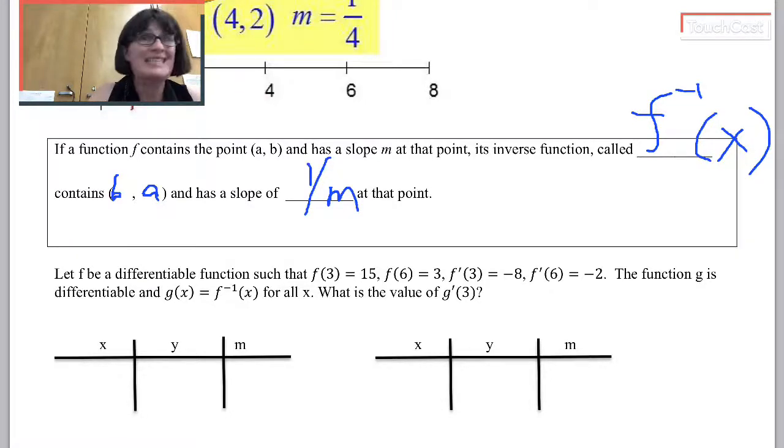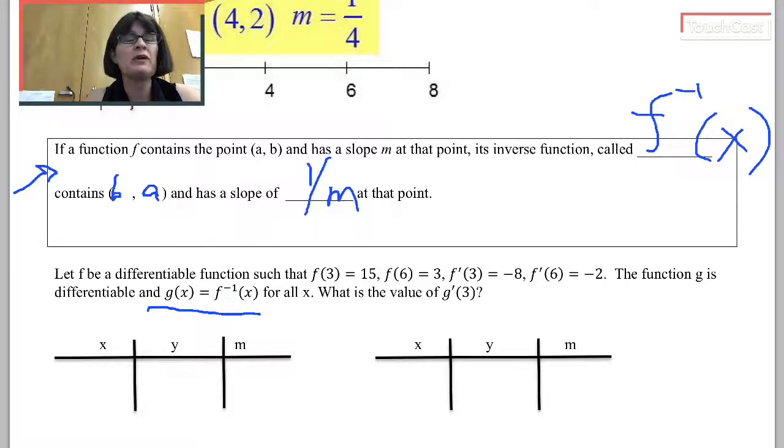So this next example is how you're going to see it on the AP test. If f is a function, and I know that f of 3 is 15, and f of 6 is 3, there's extra information here just to try to throw you off. And I know f prime of 3, which is the slope of f at the place where x equals 3, and I know f prime of 6 is negative 2. And I know now that g and f are inverses. That's what this line means: g of x is f inverse of x. Can I find g prime of 3? So we're going to use this information that's in the box, sort of a summary of what we saw in this graph from above, and we're going to try to answer this question, what is g prime of 3?